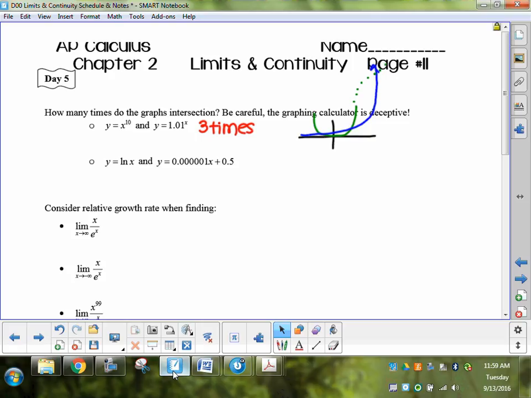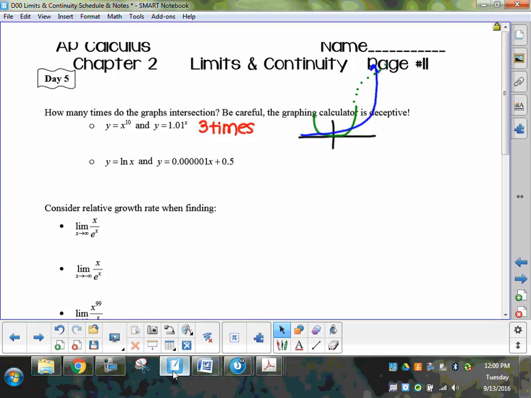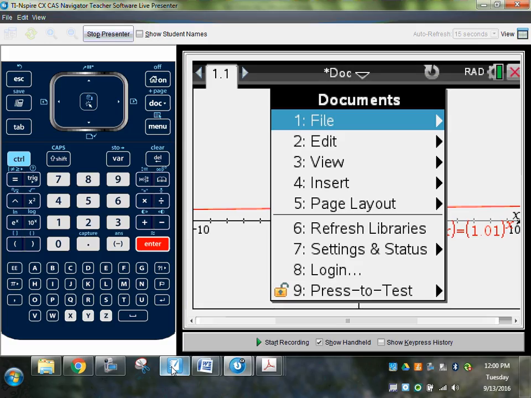And the next one up asks us to go through and analyze what's going to happen here. Go through and graph those 2, and let's see how many times they're going to cross. You may want to keep that window as it is.